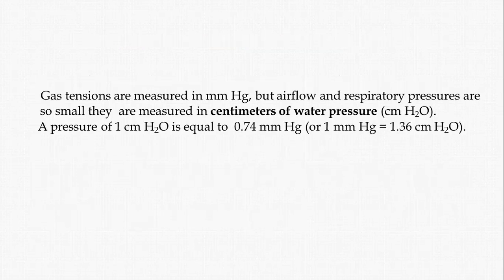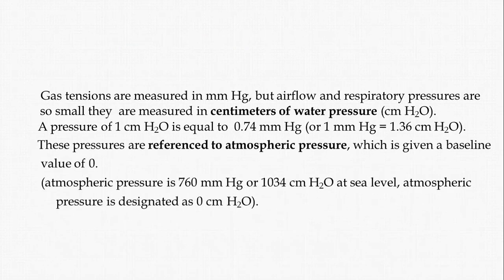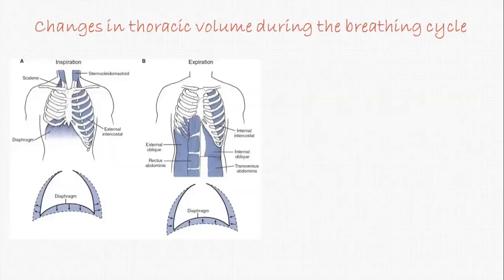Now remember always that gas tensions are measured in millimeters of mercury, but sometimes the pressure gradients are so small that they are denoted in centimeters of water pressure. If you refer to Reynolds or Harrison's, it will be given in centimeters of water pressure only. You have to remember both values because they are very important. A pressure of 1 centimeter of water is equal to 0.74 millimeters of mercury. They are always in reference to atmospheric pressure, which is considered the baseline value, and it is designated as 0 centimeters of water or 760 millimeters of mercury at sea level.